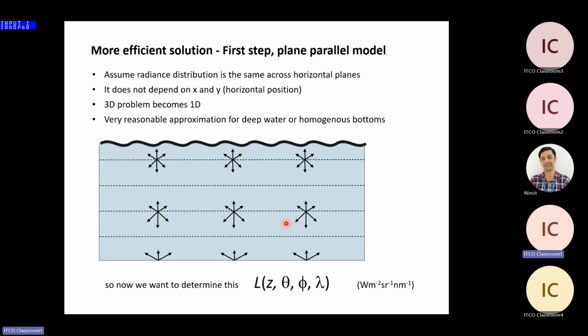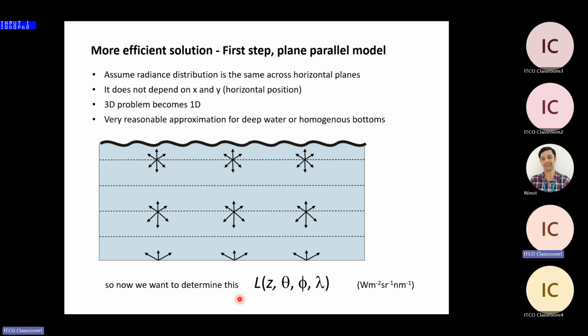But the first thing we do, especially when we're working in ocean optics, is we make it a bit simpler by removing the horizontal dependence, and having what we would call a plane parallel model. In that, we assume that the radiance distribution at a certain point, if we move sideways, is going to be exactly the same. So it's plane parallel. Everything is the same in a horizontal plane.